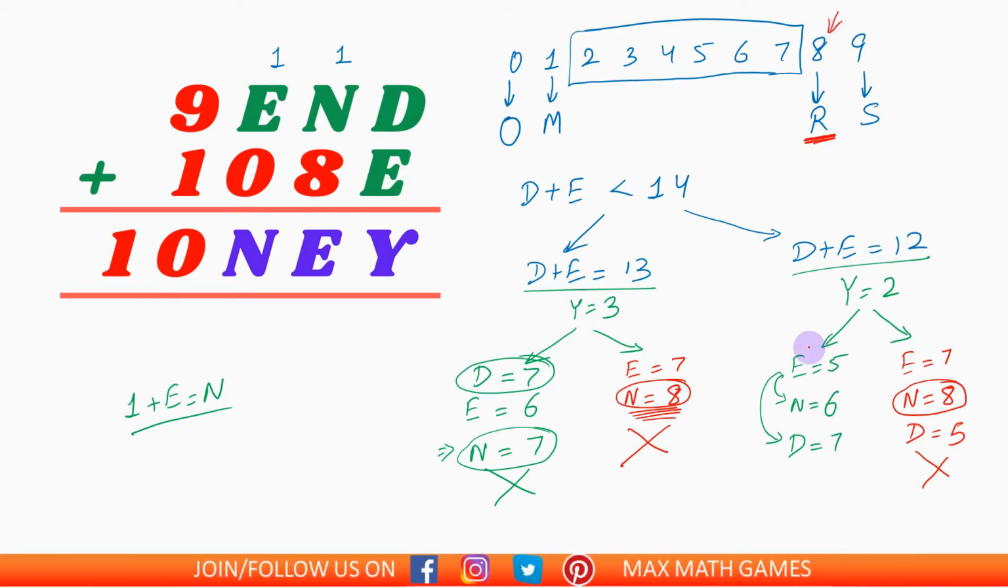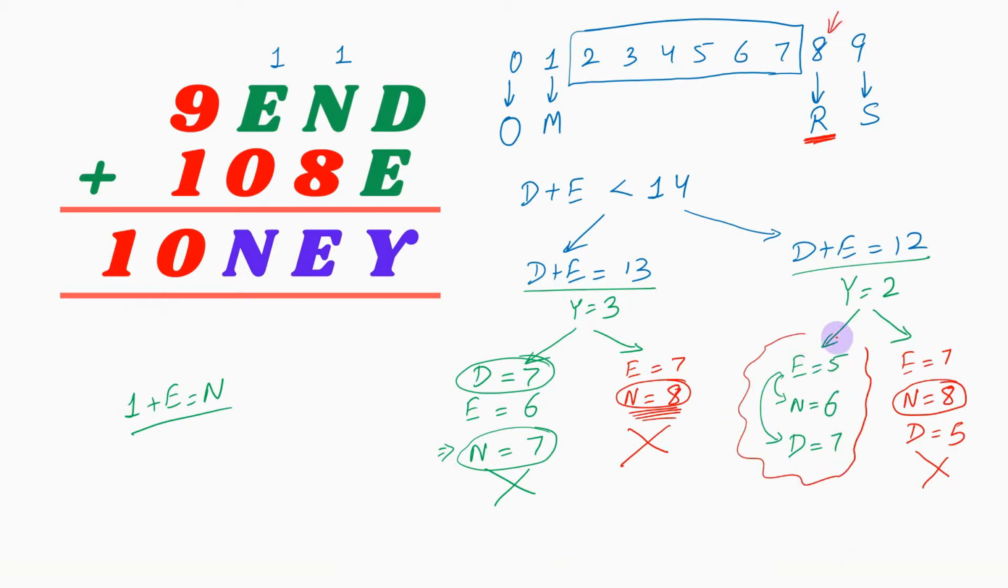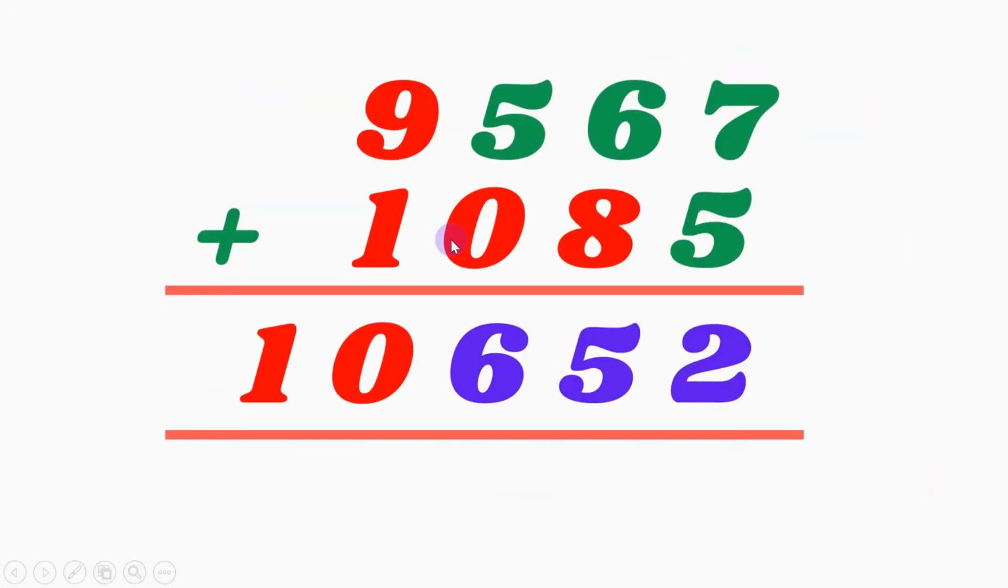and hence the only possible case is D is equal to 7, N is equal to 6 and E is equal to 5. So we get the value of D, we get the value of N, we get the value of E, and in that case Y is equal to 2, and hence we get our answer, and the answer is 9, 5, 6, 7. That is the alphabet S, E, N, D respectively.